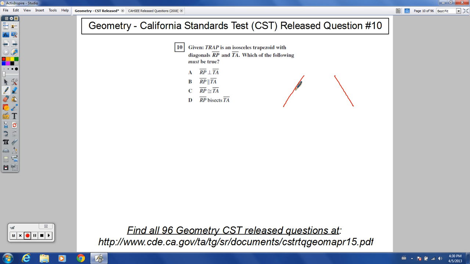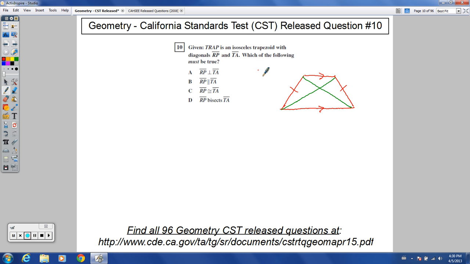It's an isosceles trapezoid, so I know that I have one pair of opposite congruent sides and I have another pair of opposite parallel sides. So something like that, and that trap is an isosceles trapezoid. The diagonals here, I'll draw the diagonals in a different color. I'll use green for that. The diagonals would be like this and like this, connecting those opposite vertices like that.